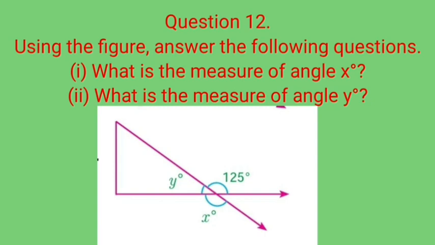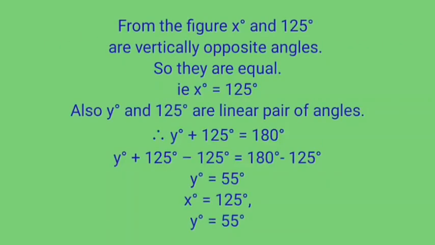Question number 12. Using the figure, answer the following questions. What is the measure of angle x and what is the measure of angle y? From the figure, x degree and 125 degree are vertically opposite angles, so they are equal. That is, x degree is equal to 125 degree. Also, y degree and 125 degree are linear pair of angles. Therefore, y degree plus 125 degree is equal to 180 degree. From this expression, we can simplify that y degree is equal to 55 degree. Hence, the required values of x degree and y degree are 125 degree and 55 degree respectively.